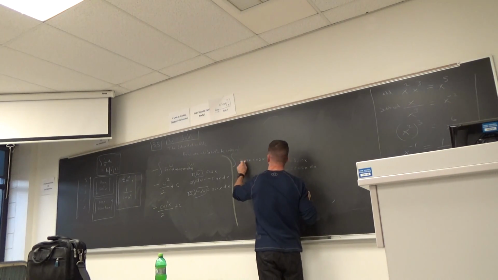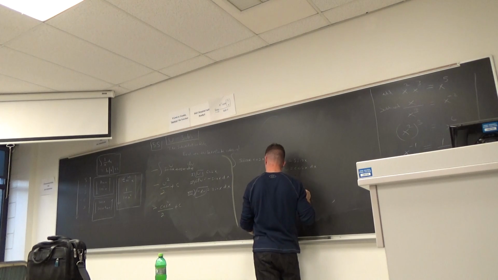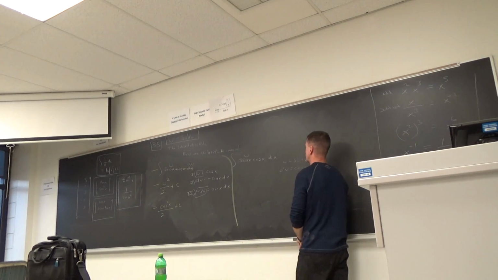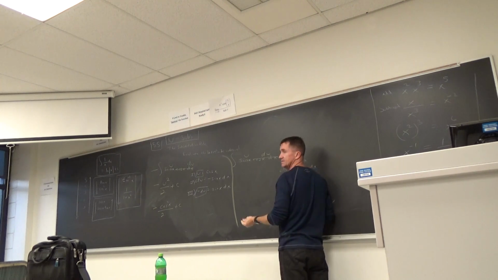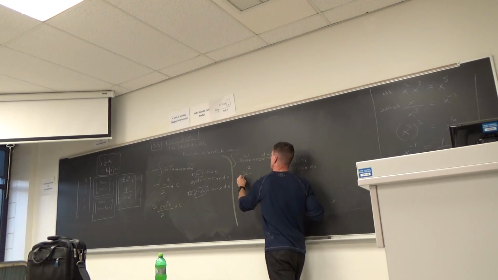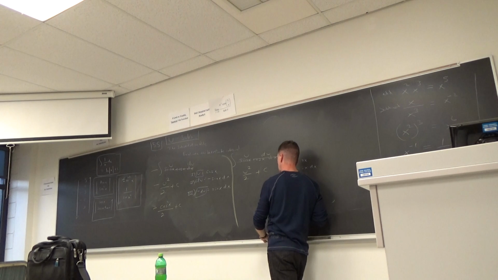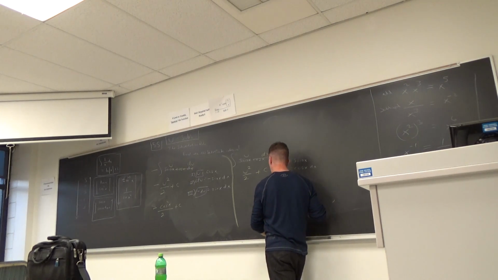This gets replaced with u. This part gets replaced with du. No negatives. I get just u squared over 2. So my answer now is sine squared x.